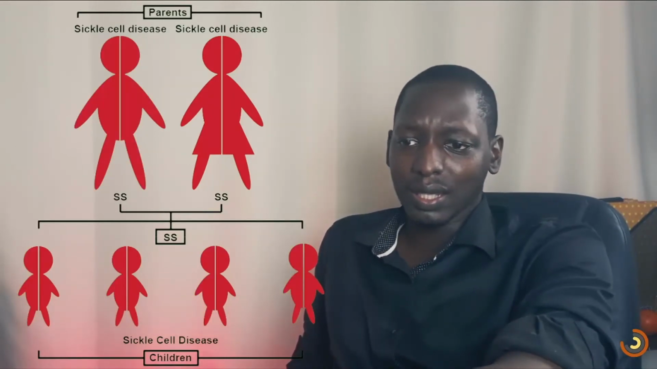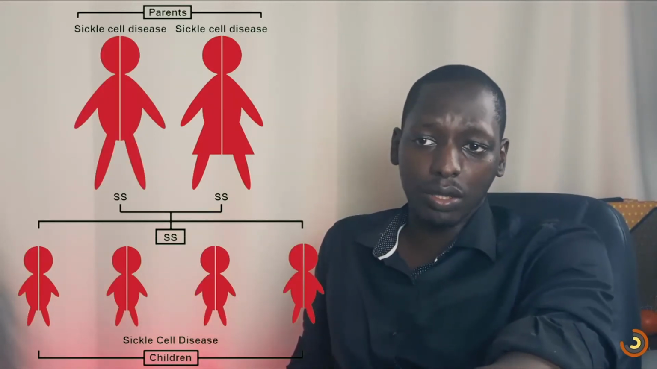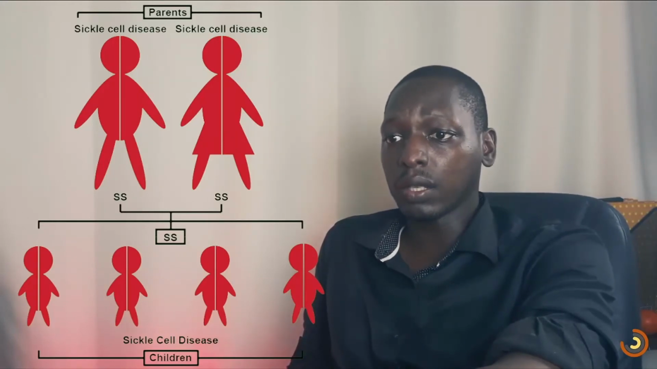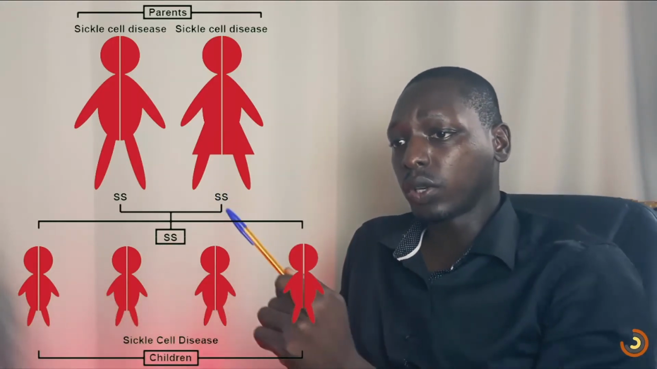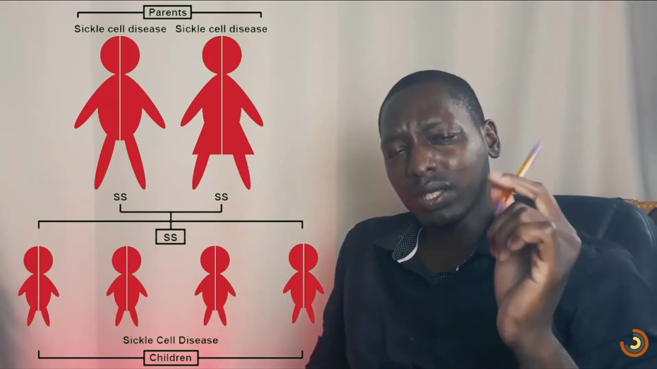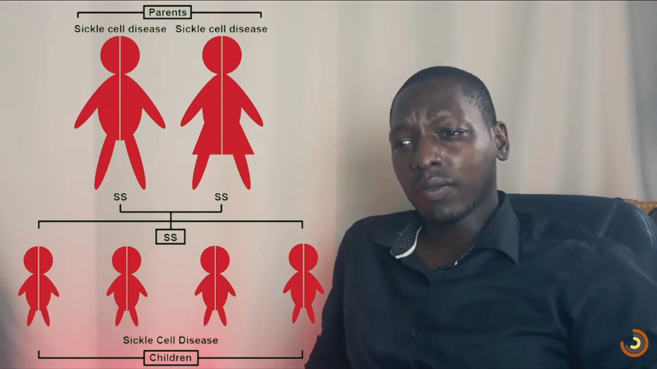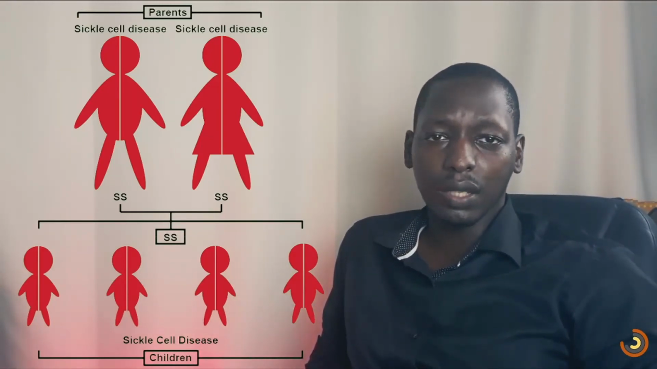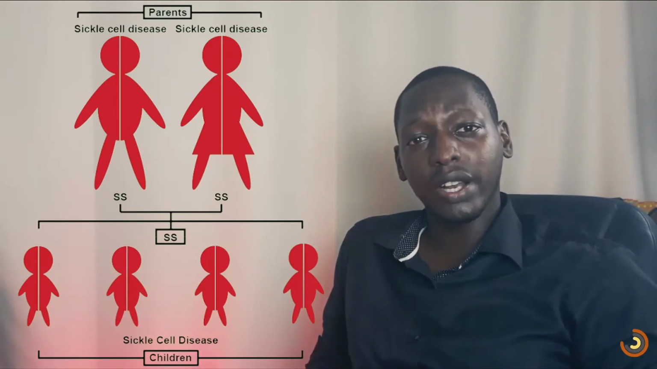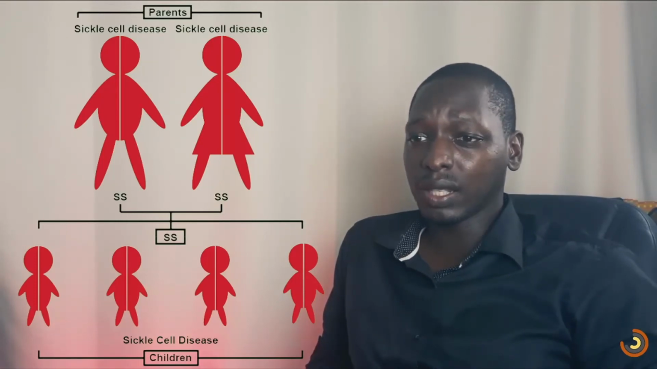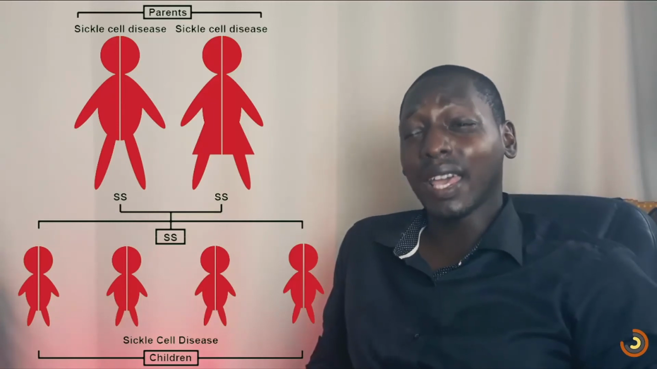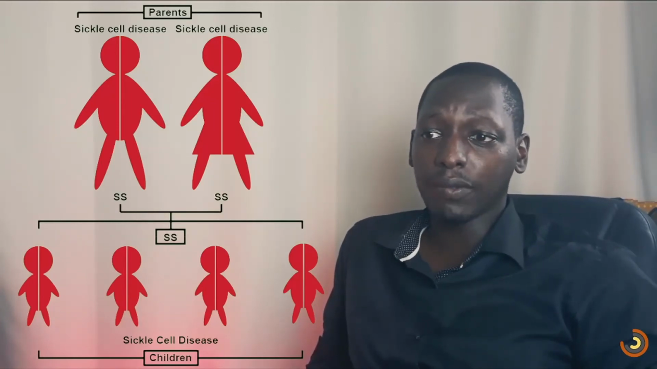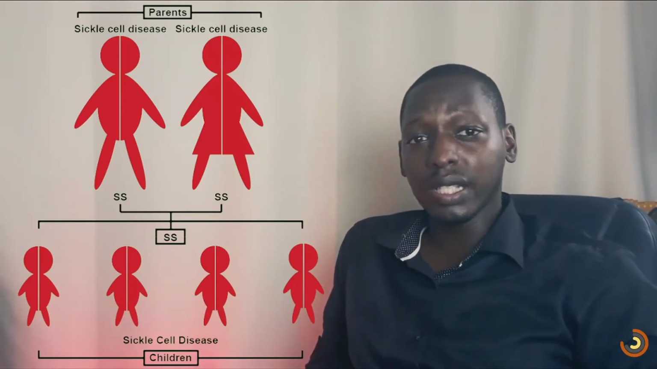Now, this is the absolute worst case. Two people who are SS getting married because all their children are going to be SS. Now, it's important to say that in today's world, we have ways of treating sickle cell disease, for example, bone marrow transplants, but those are extremely expensive. In Africa, it's not done very often. And also, parents can't afford it. So, prevention is better than cure.